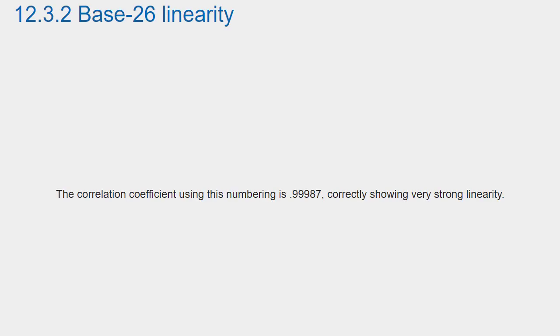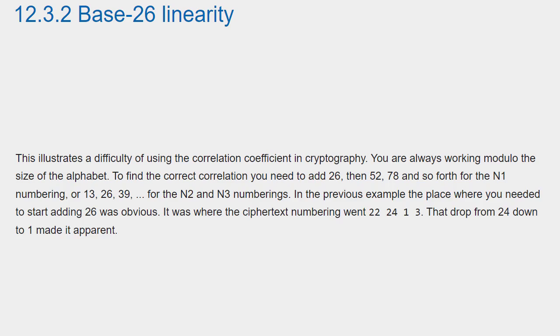However, the correlation coefficient between the plain text and the ciphertext alphabets using this numbering scheme is 0.55556, indicating that the substitution is only weakly linear. The correlation coefficient should have been calculated using the following distribution, which is equivalent to modulo 26. The correlation coefficient using this numbering is 0.99987, correctly showing very strong linearity.